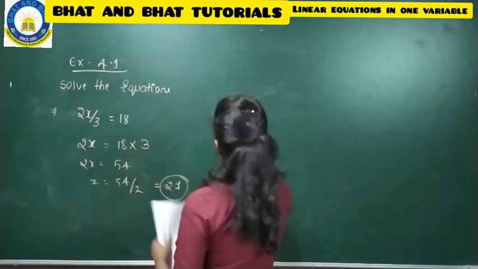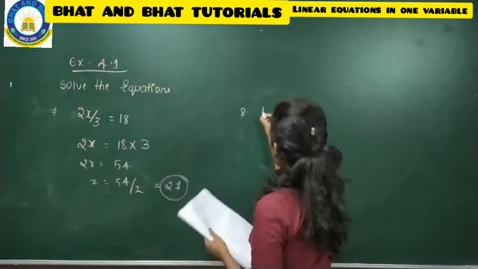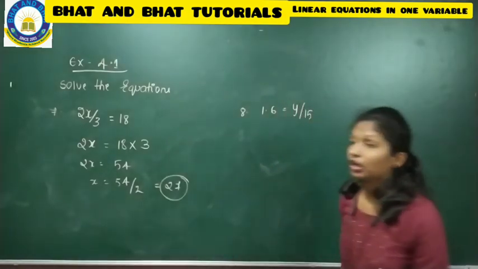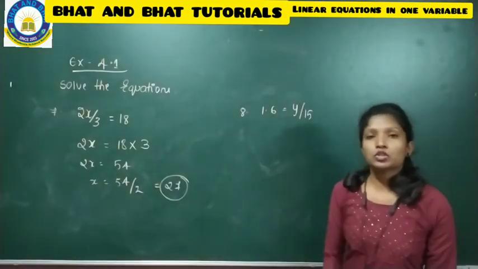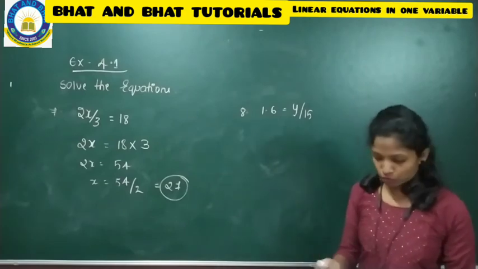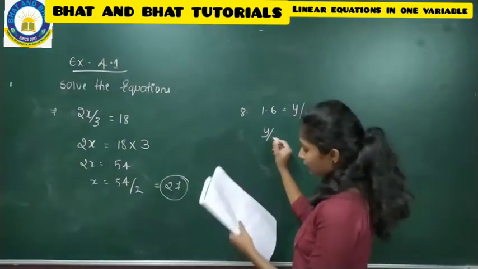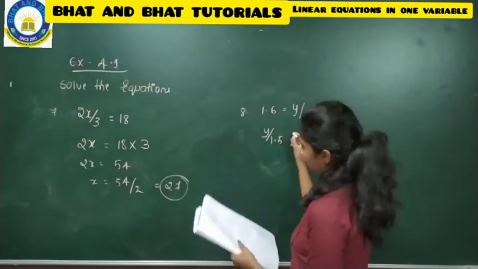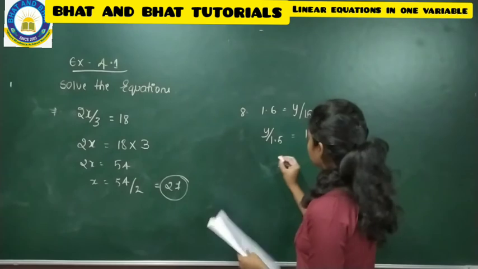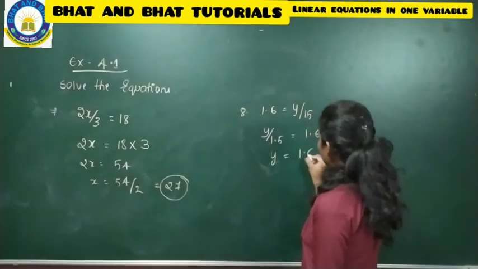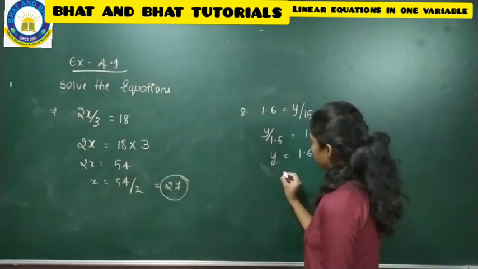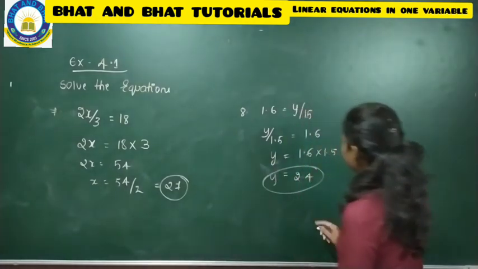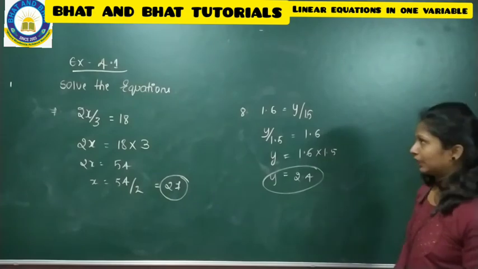And the eighth question, see the eighth question, 1.6 is equal to y by 1.5. So there is a decimal number. So when the decimal number comes, how to solve it? Y divided by 1.5, okay? Which is equal to 1.6. Y is equal to 1.6 into 1.5. So therefore, y is equal to 2.4. So if you multiply, you will get it, okay?